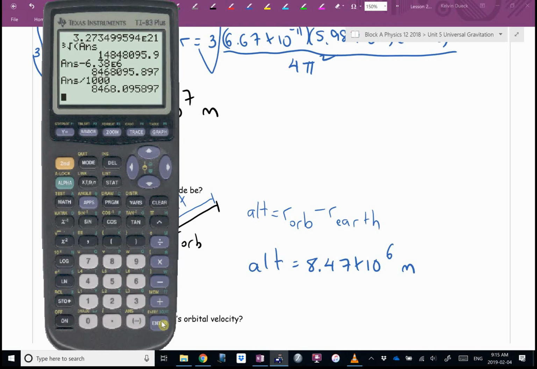Is that high, Mr. Dueck? Yeah. 300 minutes. Remember, the International Space Station was only 96 minutes to go around the Earth. The International Space Station orbits at about 300 kilometers above the Earth's surface. So this will be significantly further than the International Space Station by a long shot.